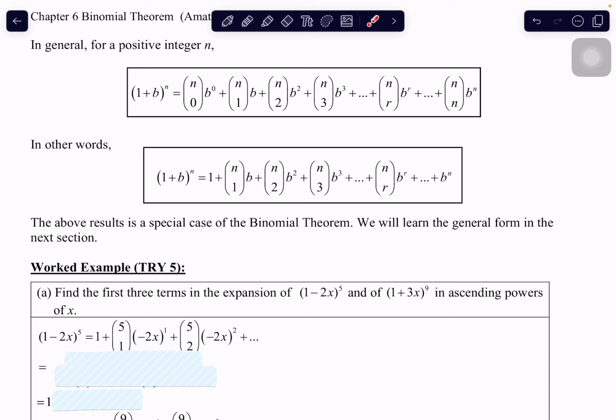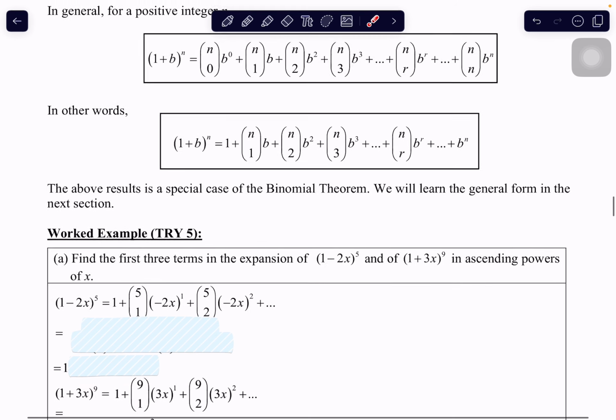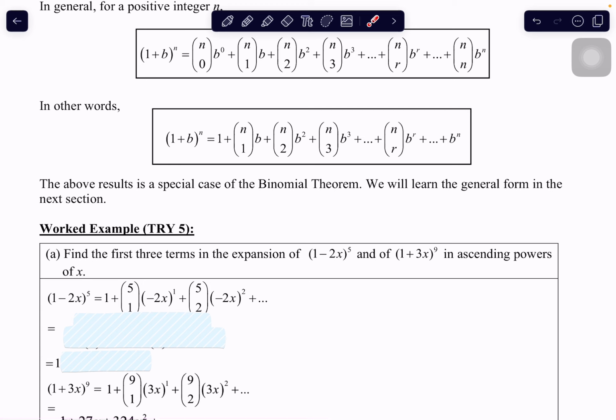In this chapter, we will be looking at how to expand binomials with one of the terms being 1 and the other term being any term. So today I'm going to show you how to use the binomial theorem to expand simple expressions such as (1 - 2x)^5, just as an example. So how do we use the formula?